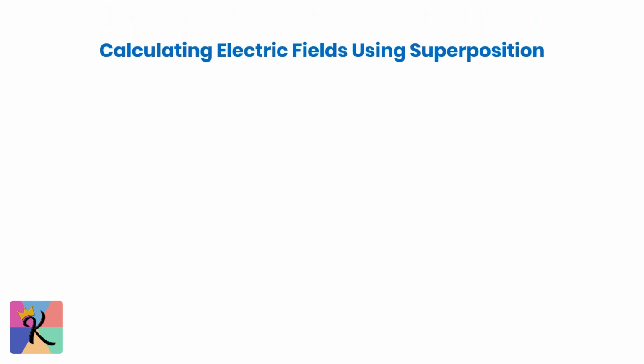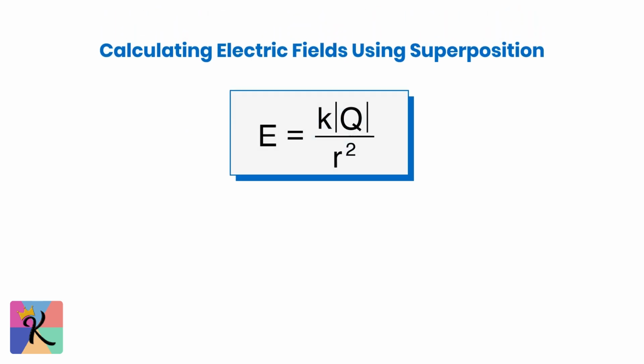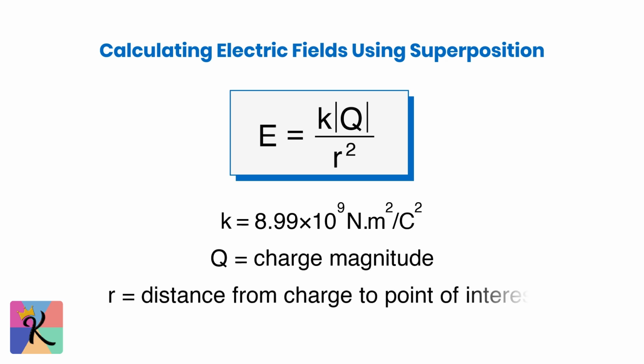To calculate the net electric field, we use the formula for the field from a point charge. E is equal to kq over r squared, where k is the Coulomb constant, Q is the charge, and r is the distance from the charge to the point of interest.